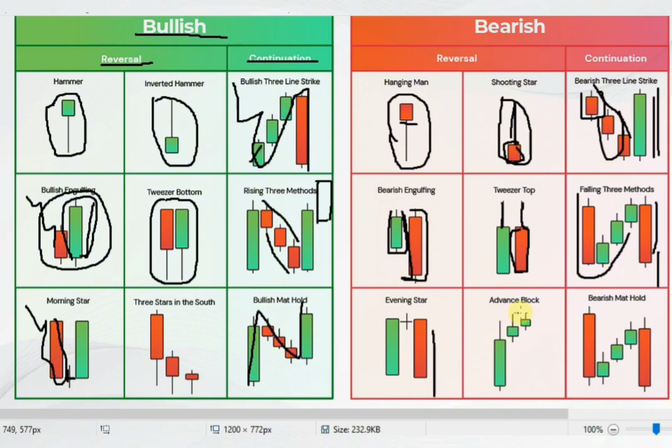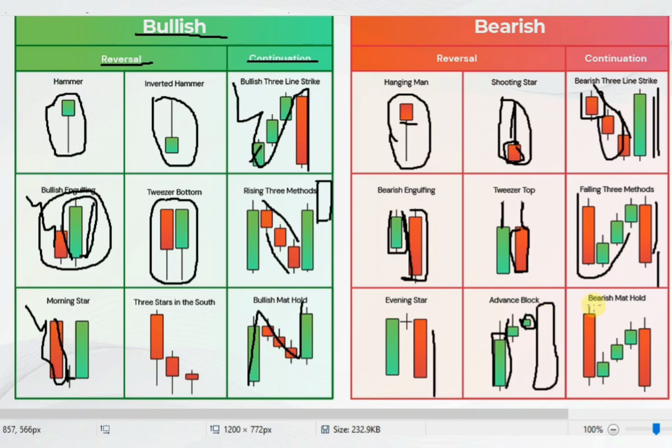Okay, so we have the advanced block. You can see that this was a big green candle, the next one was smaller, and the third one was very small, which means that the buyers are exhausting. They are getting depleted, they are finishing. So this also means that there are no longer buyers in the market. The buyers are almost gone. So the next thing you will see is a red candle to the downside.